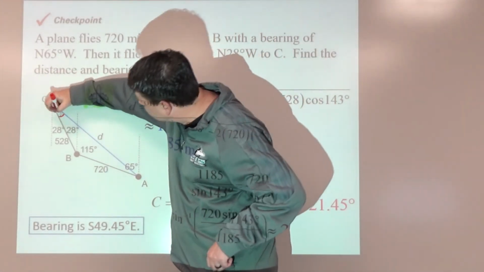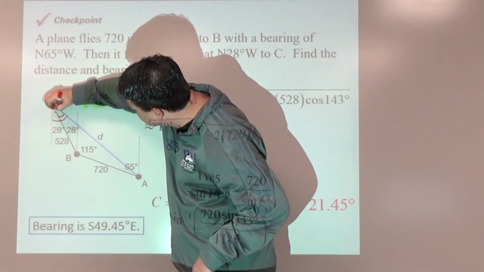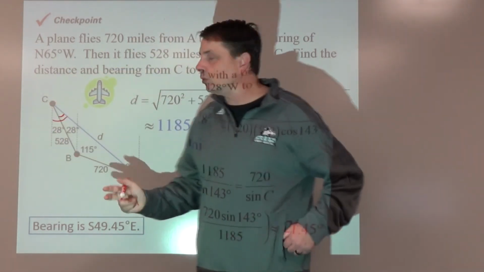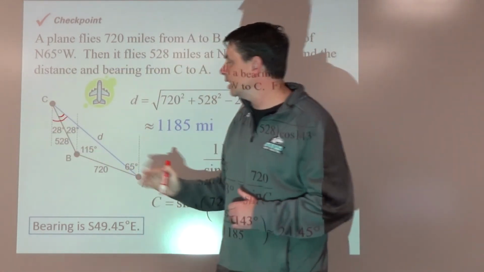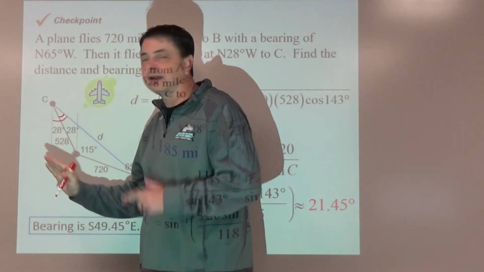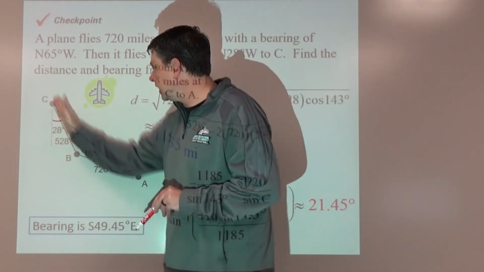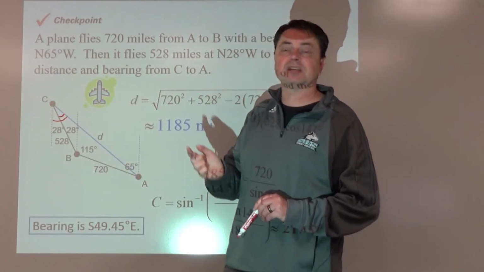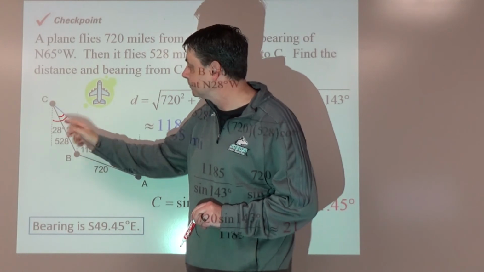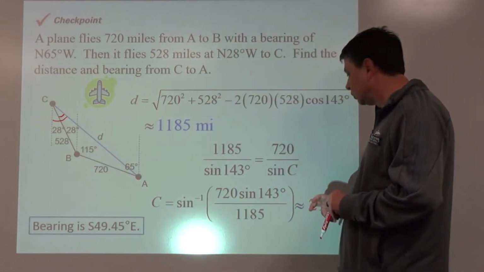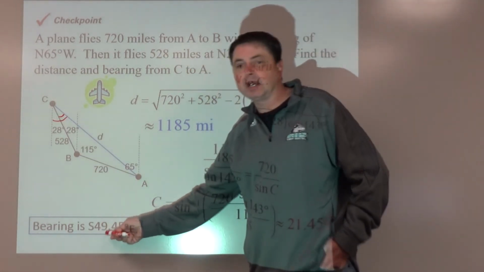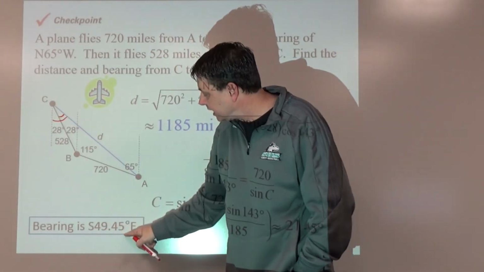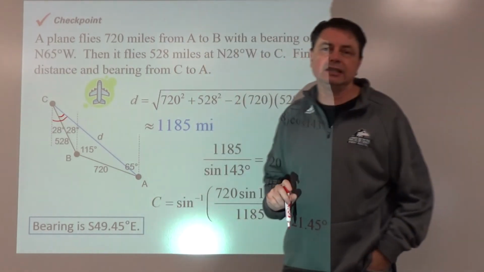We need to take it all the way to here. So we found this one. We need to add this one. And we do know that one, again, some basic geometry. North line, south line, they have to be parallel. Transversal, these are alternate interior angles, and they have to be congruent, so same measure. That's 28, that's 28. So if we add 28 to our 21.45, we're going to get our bearing angle. From south, we're going to swing it 49.45 degrees towards the east.